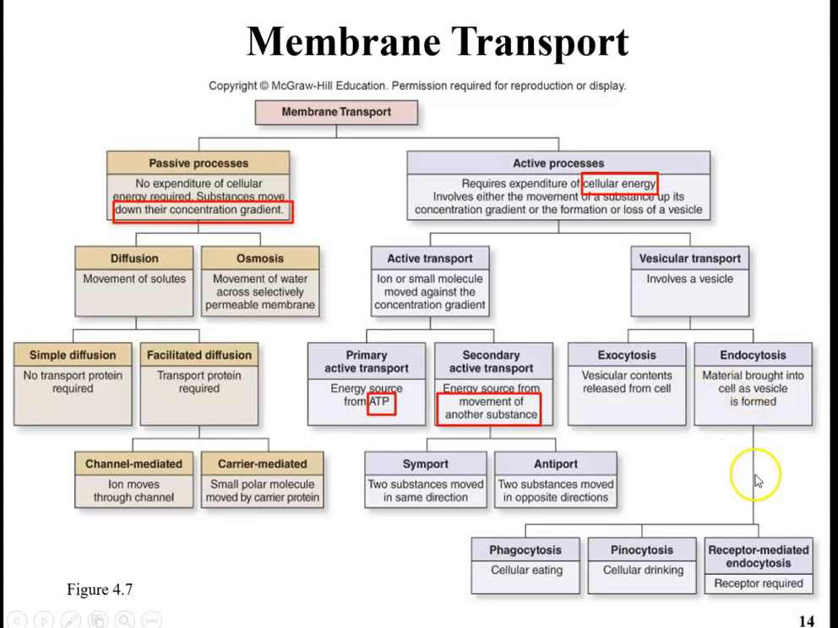And among endocytosis, you can have phagocytosis. This is cellular eating, where the cell brings in particles inside of a vesicle. You can have pinocytosis. This is cellular drinking, where the cell brings in water and other liquids into the cell in the form of a vesicle. Or you could have receptor-mediated endocytosis, where a receptor is required. And we're going to talk about every single one of these in detail.